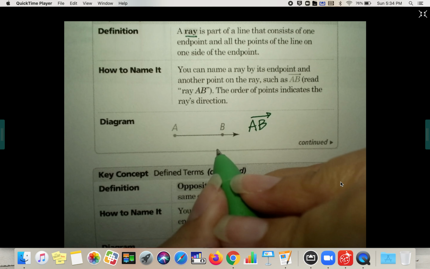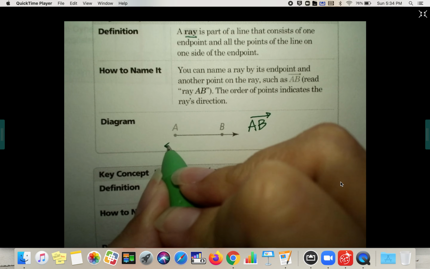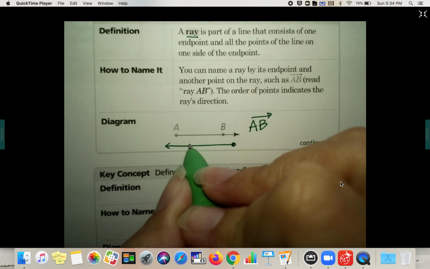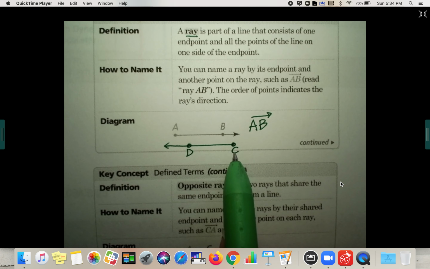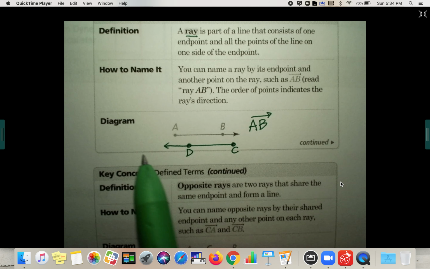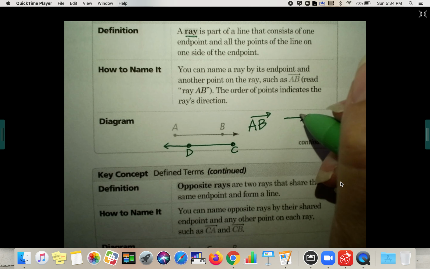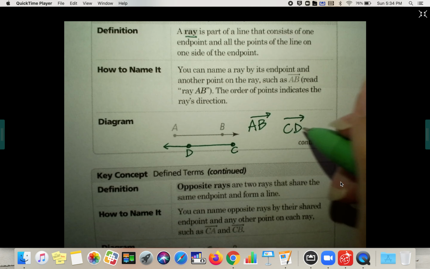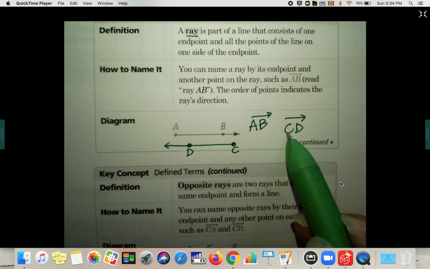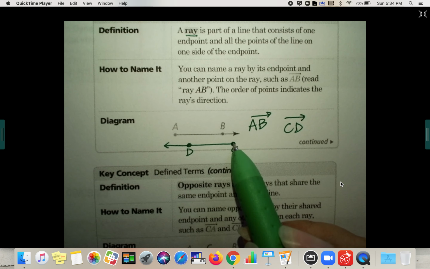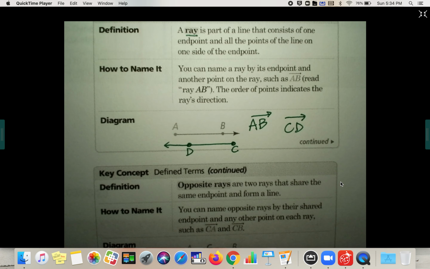I also want you to know that if this were, for example, going this direction and this was CD, even though you call it CD because you go from the point to the one that goes on forever, you still write it with the arrow going to the right. So rays are always written like this. You just put the letter that comes first as wherever your endpoint was. I hope that makes sense.